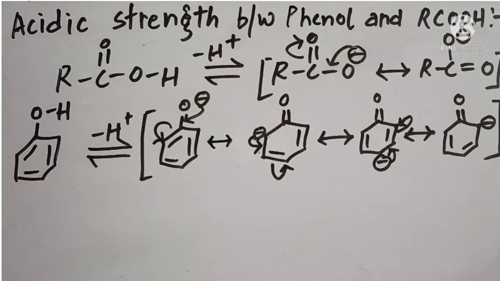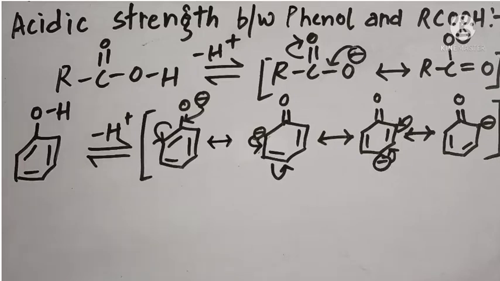Let us compare the acidic strength between phenol and carboxylic acid. From the pKa value, we saw that the carboxylic acid is quite more acidic in comparison to phenol, because for carboxylic acids, for example benzoic acid or acetic acid, the value lies between 4 to 5, whereas for phenol it is around 10.